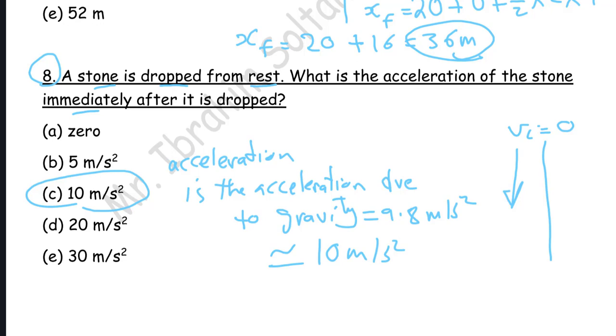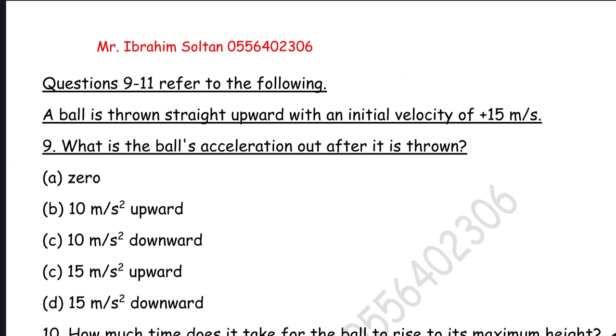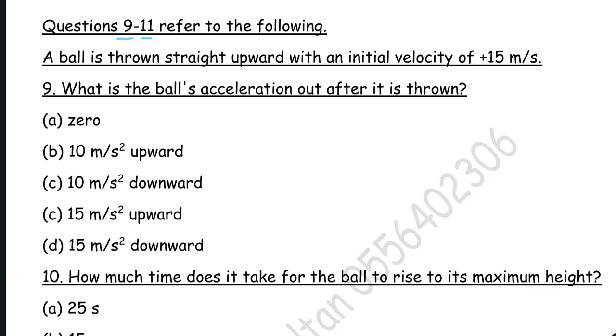That in the absence of air resistance, guys. Questions 9 to 11 refer to the following. A ball is thrown straight upward with an initial velocity. He gives the initial velocity: 15 meters per second.